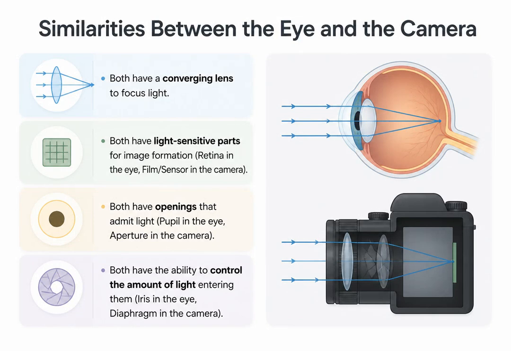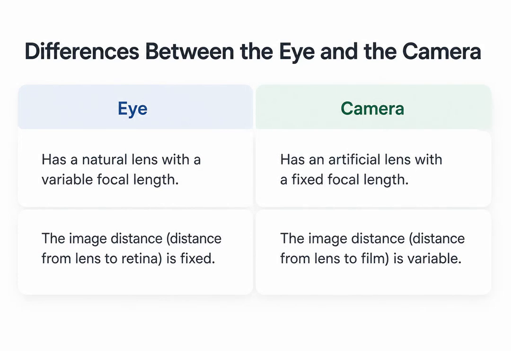The parallels between the eye and the camera are quite remarkable. Both systems rely on a converging lens to focus incoming light rays. Both require a light-sensitive surface to capture the image, the retina in the eye and the film or digital sensor in a camera. Both have specific openings to admit light, the pupil and the aperture. And finally, both have dynamic mechanisms to control exactly how much light enters, the iris in the eye and the diaphragm in the camera.